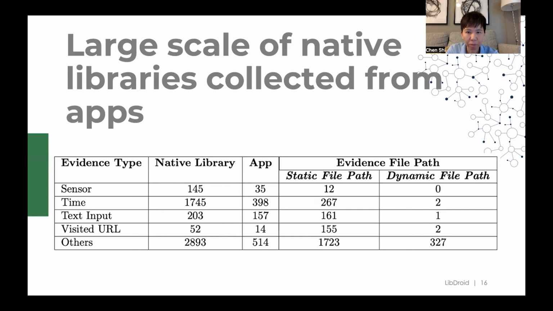This table summarizes our analysis result for each type of identified data we found from these Android native libraries. A reported record contains at least one type of identified data, such as time, text inputs, sensor, or video URL. We categorize a file path as a dynamic file path if the file path includes the pattern of timestamp, UUID, or Android versions. Otherwise, we treat it as a static file path.